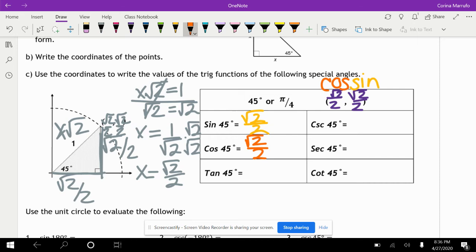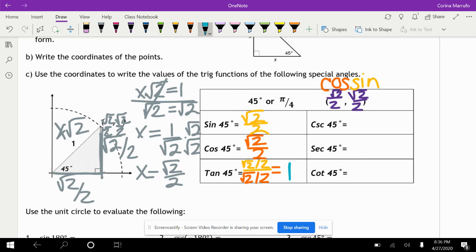Tangent of 45 degrees. Tangent is your y value, which is the square root of 2 over 2, divided by your x value, which is also the square root of 2 over 2. So just going back to regular basic math, for example, if you do 2 divided by 2, that's going to give you 1, right? You do 10 divided by 10, that's going to give you 1. So it doesn't matter what number it is. If it's the same number and you divide it by itself, it is always going to give you 1. So that is what this is equal to. This is equal to 1.